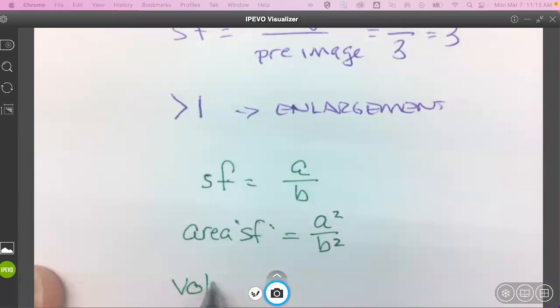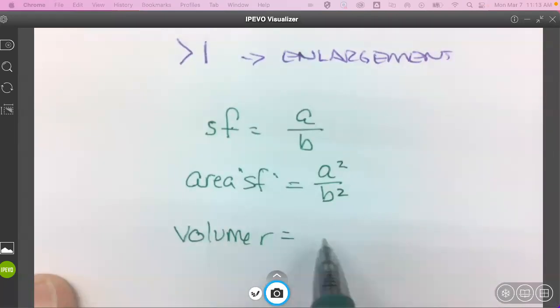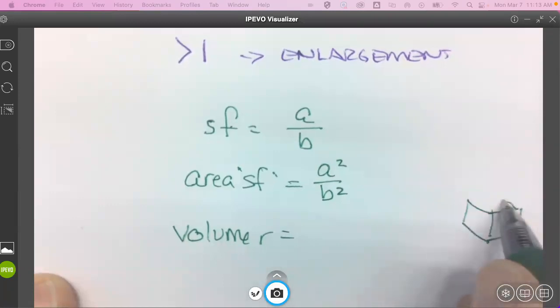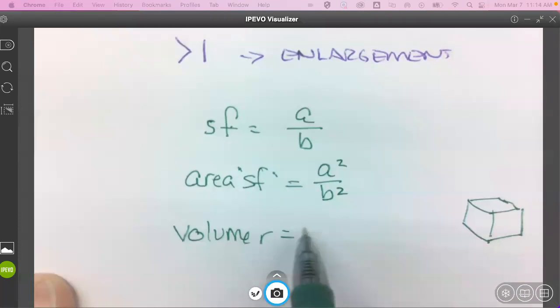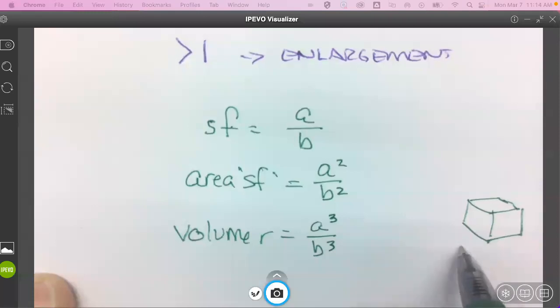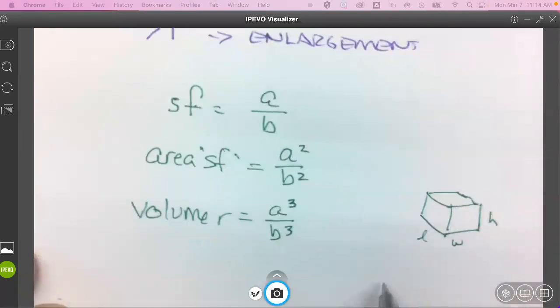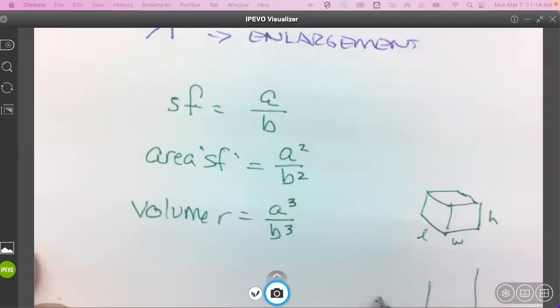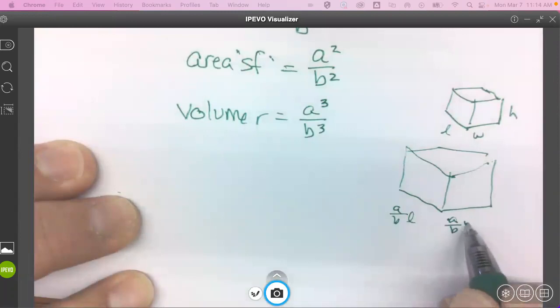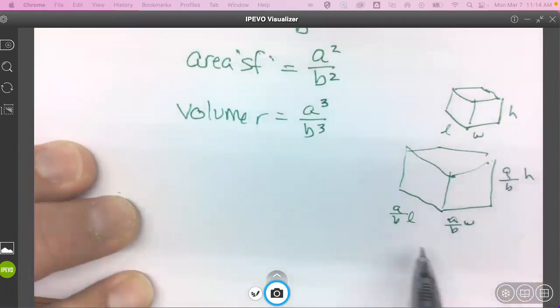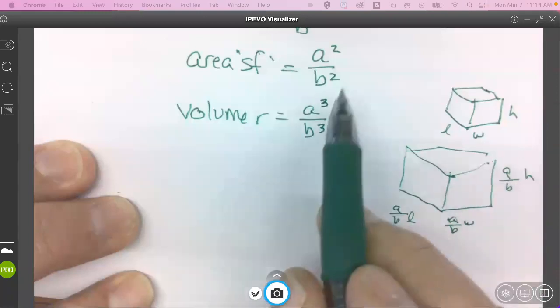And if we were to take it to a point of having a volume ratio, what would that be? Because when you figure out volume, you do length times width times height, don't you? The A cubed over B cubed. The ratio, if this one is L, W, and H, and the other one has a scale factor of A over B, then this one will be A over B L times A over B W times A over B H. And so the volume, would that be A over B, A over B over B, A over B cubed?